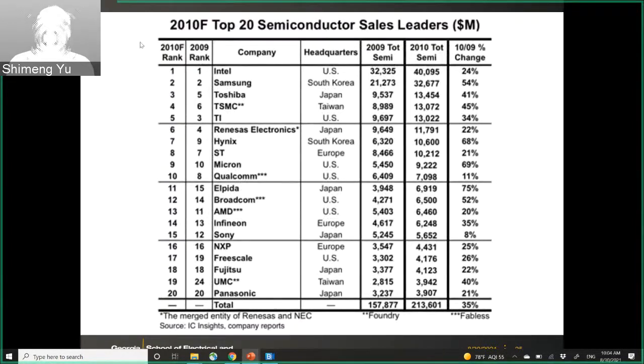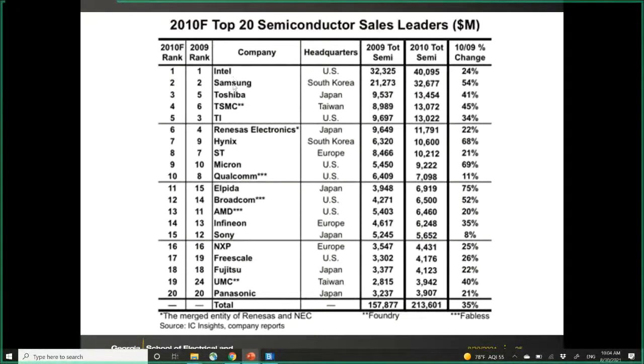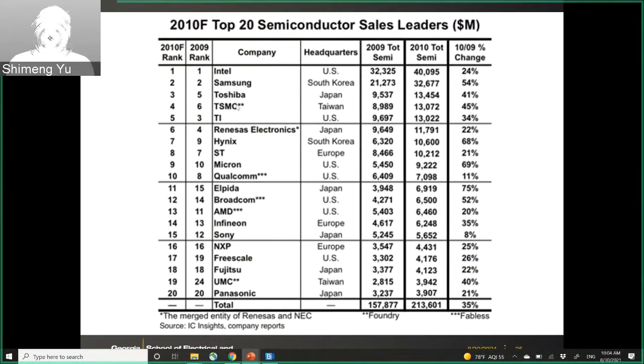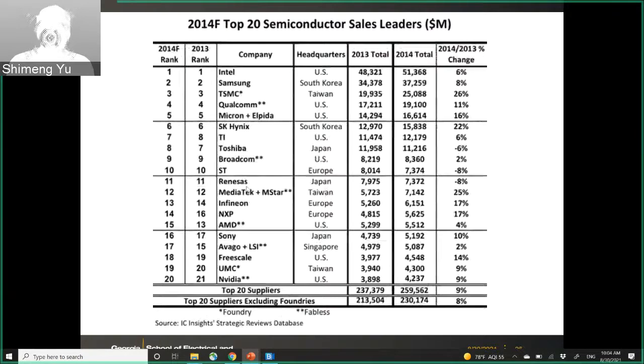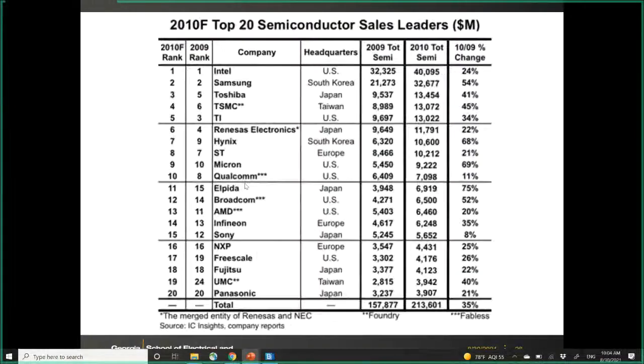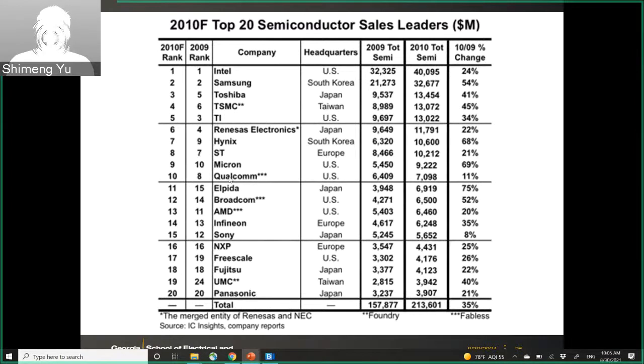And now we are at 2010. You see Intel number 1, Samsung number 2, Toshiba number 3, but mostly that is a memory business. And then TSMC is ramping up at number 4, and TI drops to number 5. But for the first time, you see Qualcomm pop into the top 10. So this is the rise of the mobile phone business.